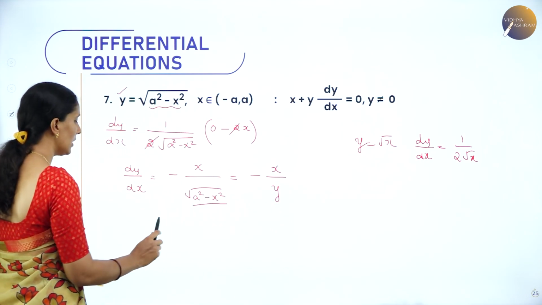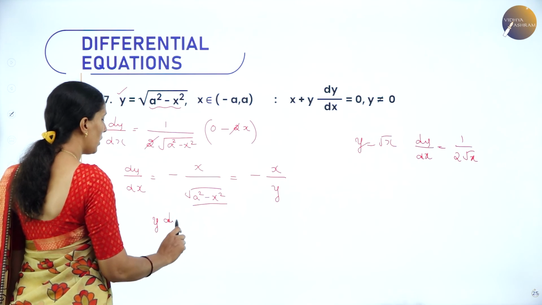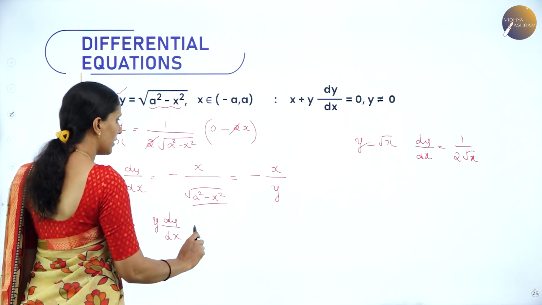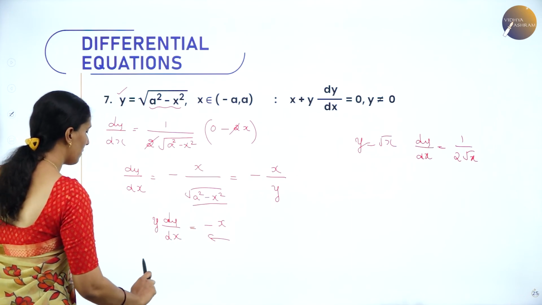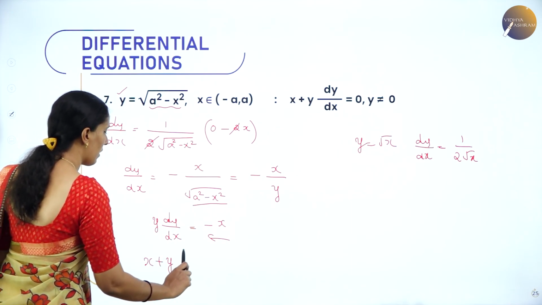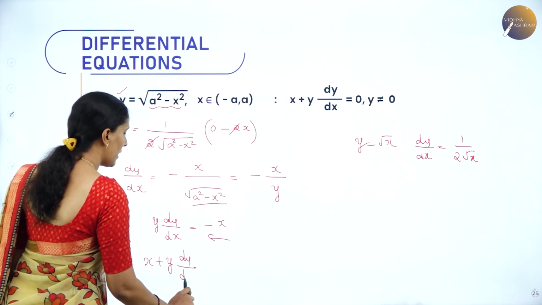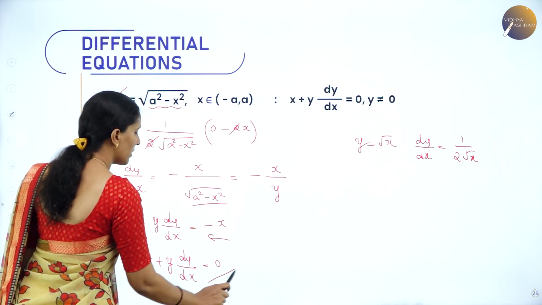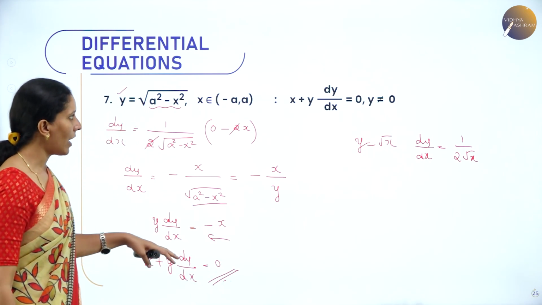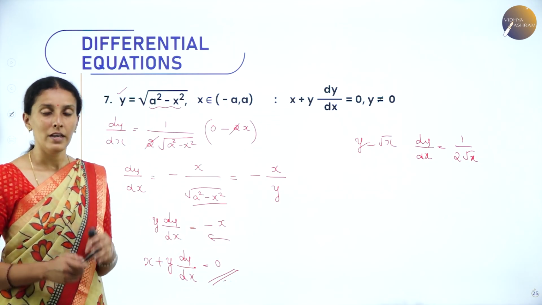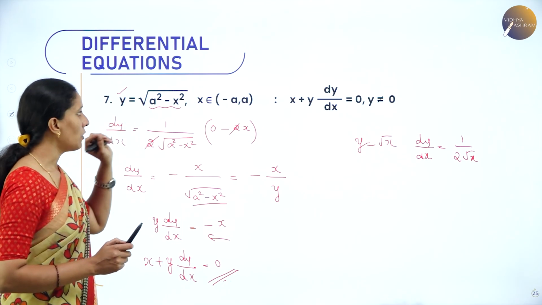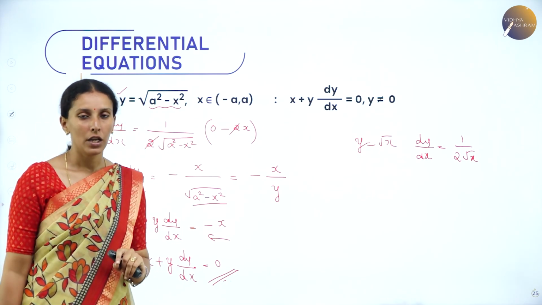Shift y here, then it becomes y into dy by dx is equal to minus x. Shift minus x to the left hand side, then it becomes x plus y into dy by dx is equal to 0. Hence, we have proved. So, we arrived at the equation x plus y into dy by dx is equal to 0. Hence, we can say this is the solution for the given differential equation.